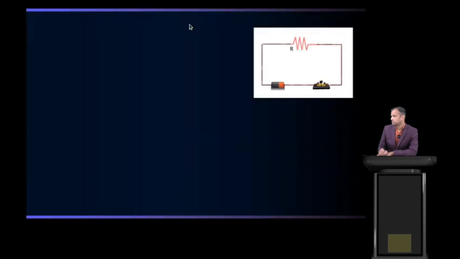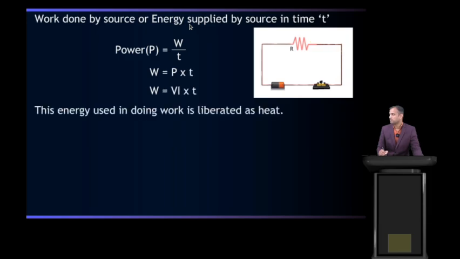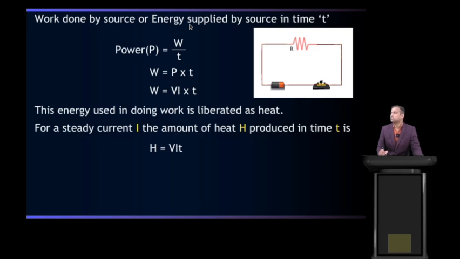So we know that the energy or heat produced again depends on V, I and R also. Now work done by a source, or energy supplied by source in time T, is again W over T, where W equals P into T. So from here we can find this energy used in doing work is liberated as heat. Now for a steady current I, the amount of heat H produced in time T is H equals VIT. So this is again the formula to find the heat.